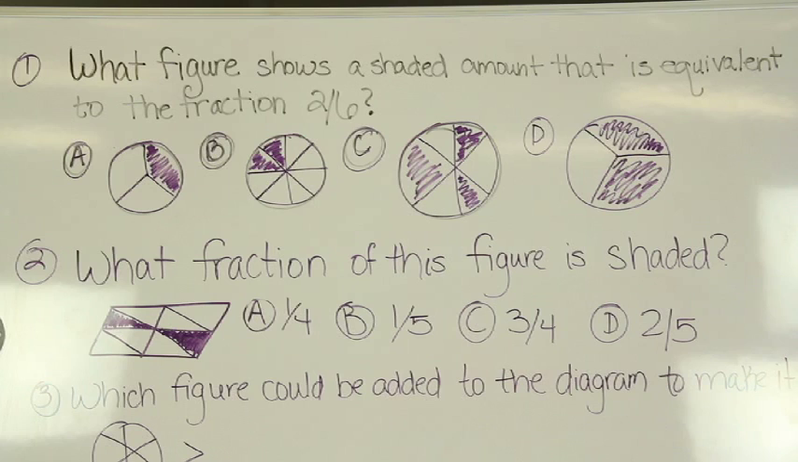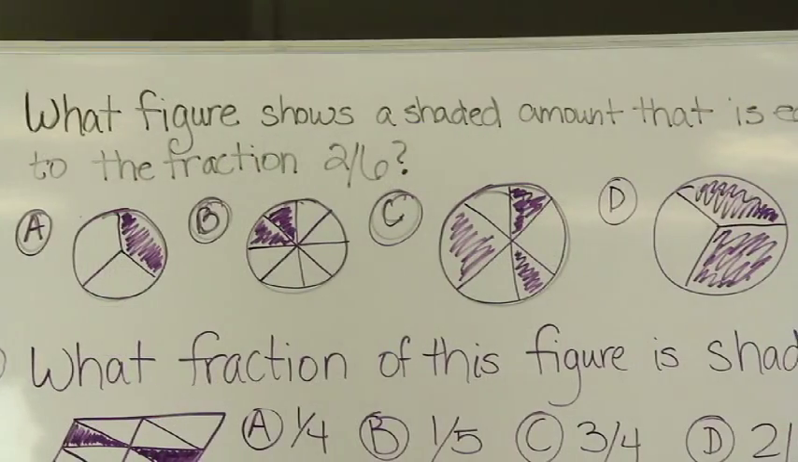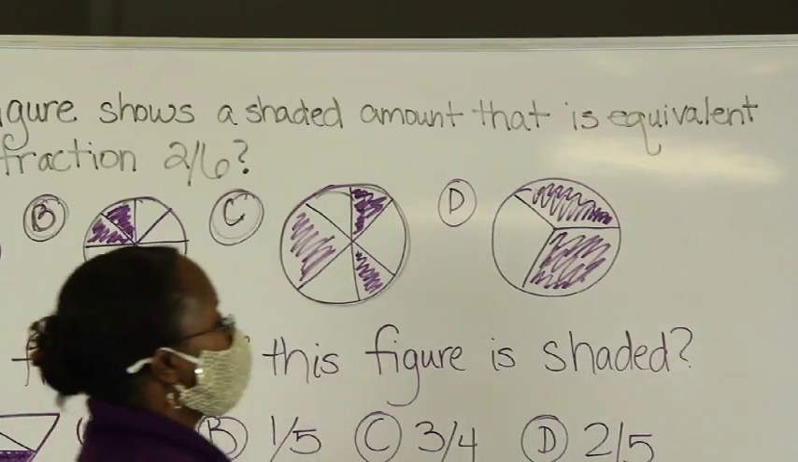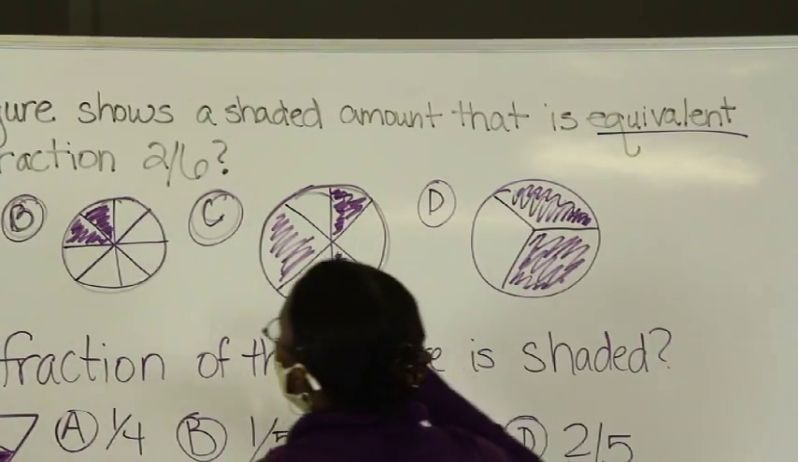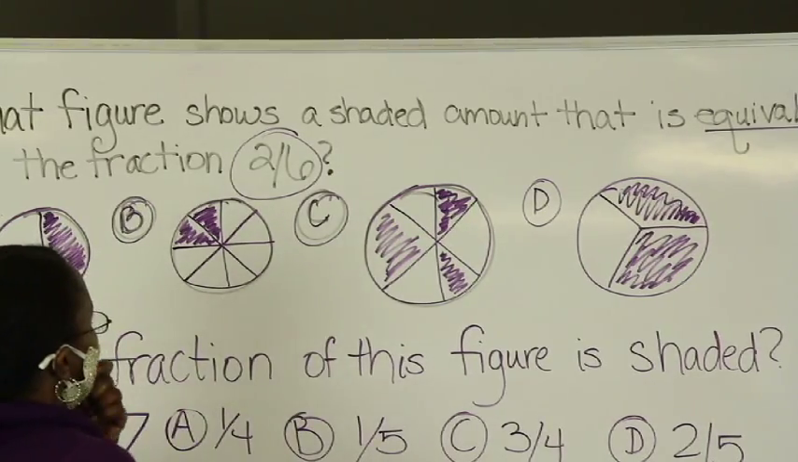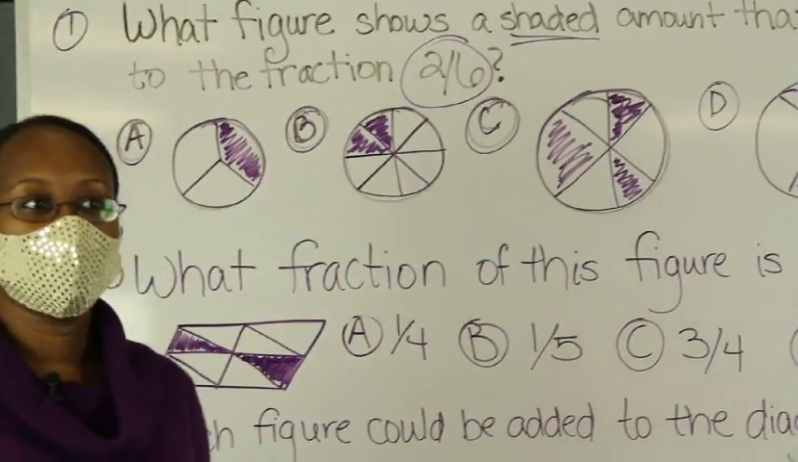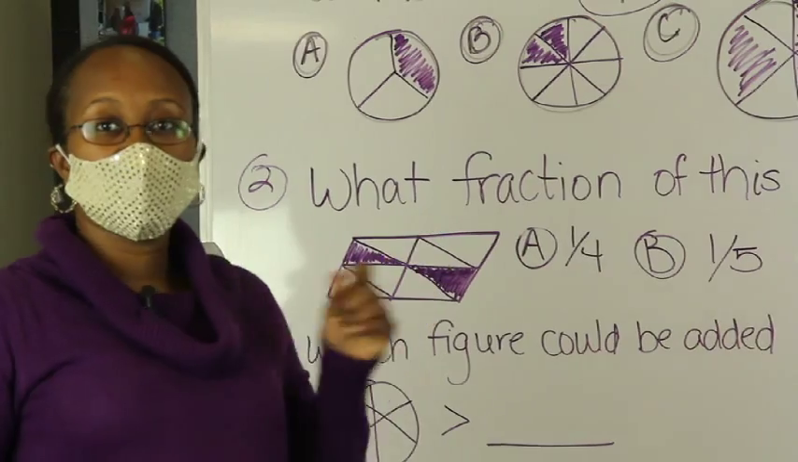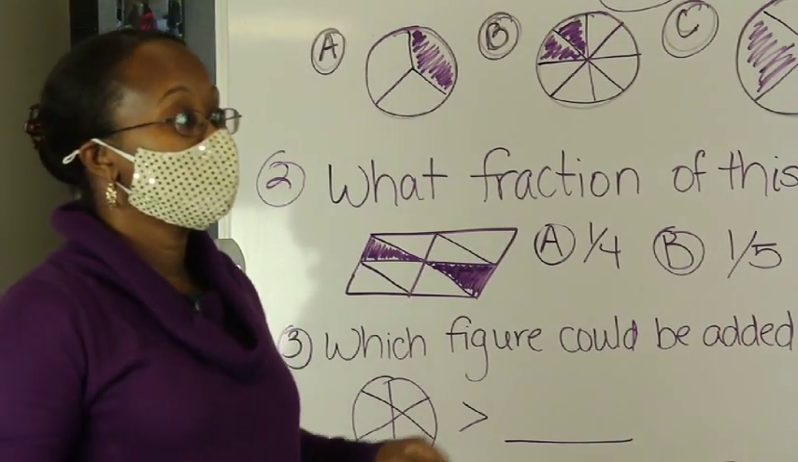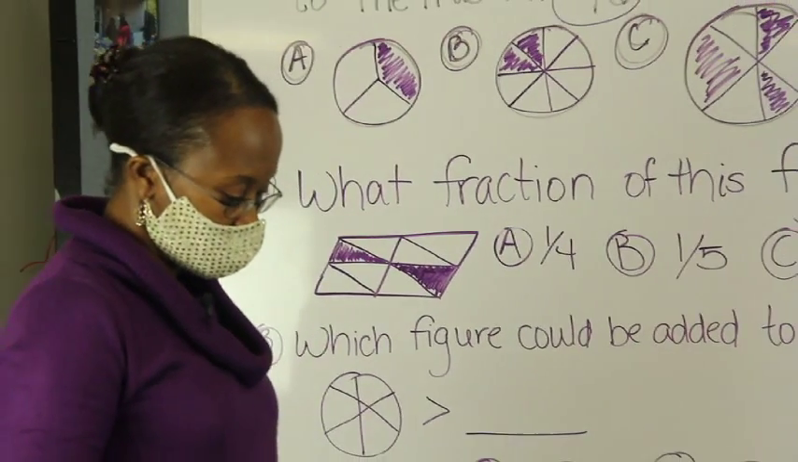What figure shows a shaded amount that is equivalent to the fraction 2 over 6, or 2/6, excuse me. So in our strategies, we reread the question, and we're going to make sure that we understand what they're asking. So I'm going to either underline or circle keywords. I'm going to do equivalent, and I'm going to circle the fraction, actually. You might even want to do shaded, because you never know when you have a question that may ask you what the fraction is of the part that is not shaded. So you need to make sure you know what is being asked of you, okay?